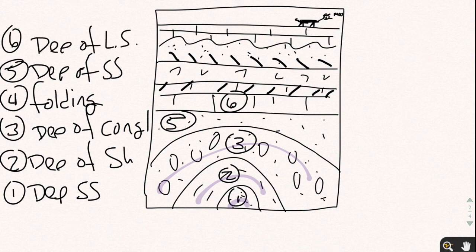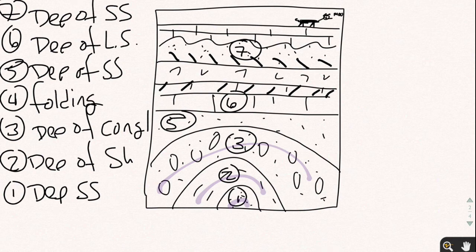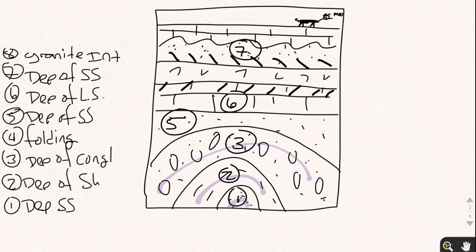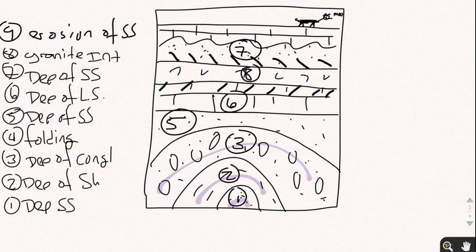Now we have to be careful. Number 7 is actually this sandstone right here. And then we can say was the granite intrusion for number 8. We're going to account for the erosion of the sandstone. And then finally, number 10 will be the deposition of the limestone. Now, a word about the granite intrusion.